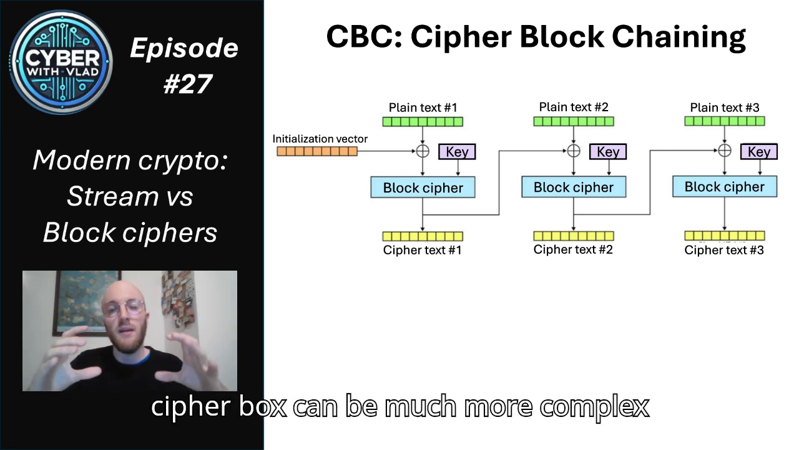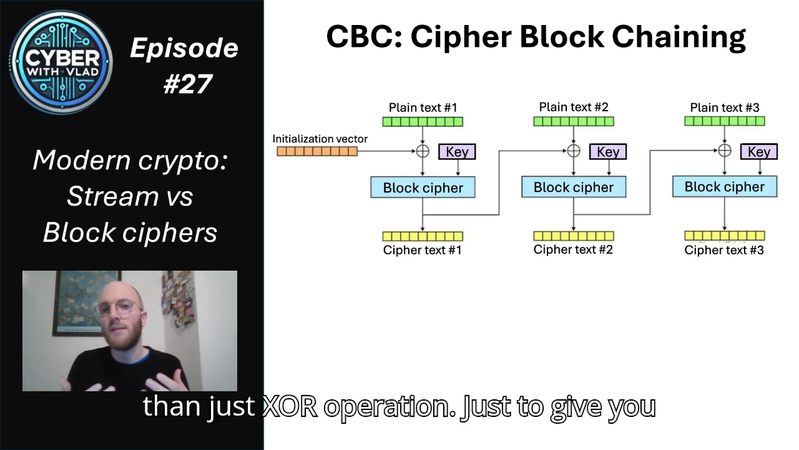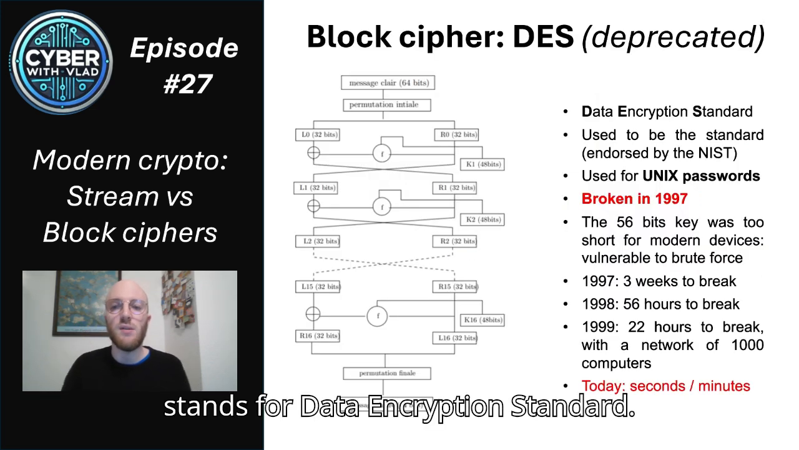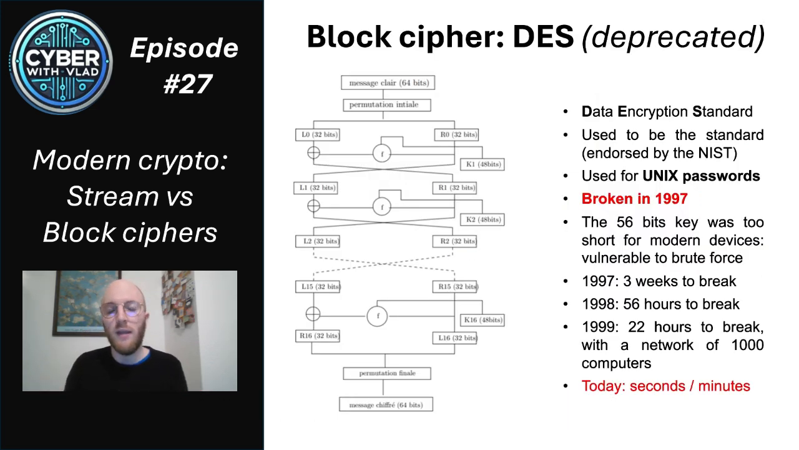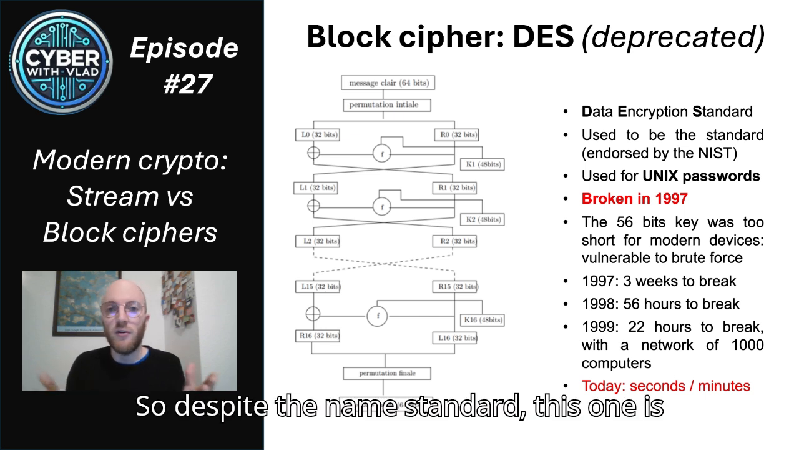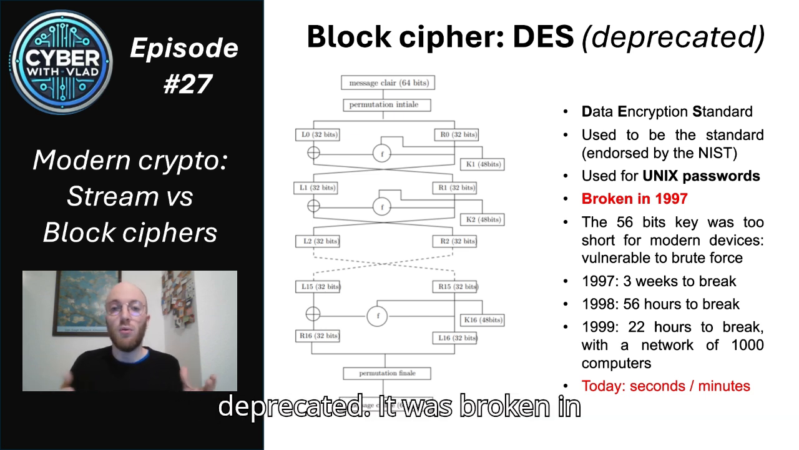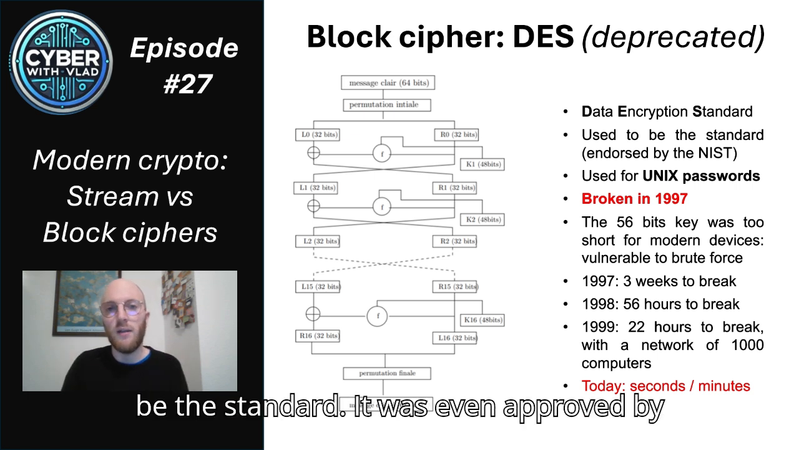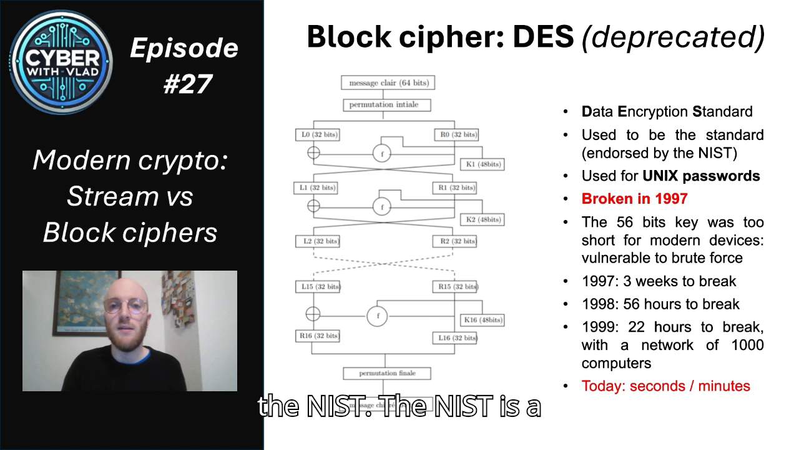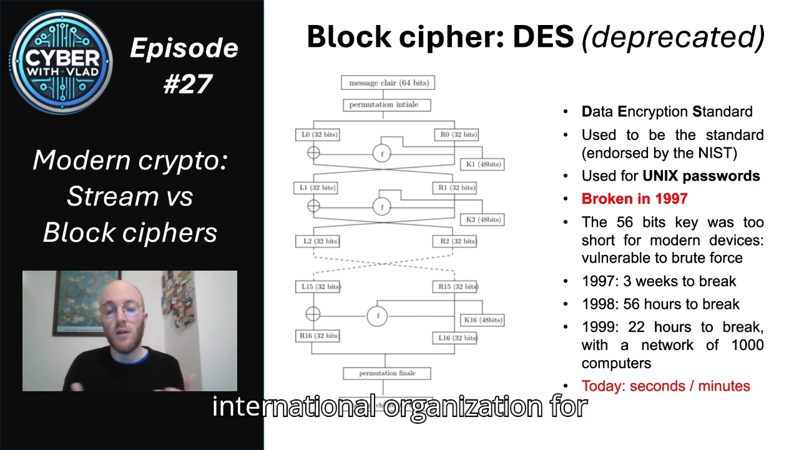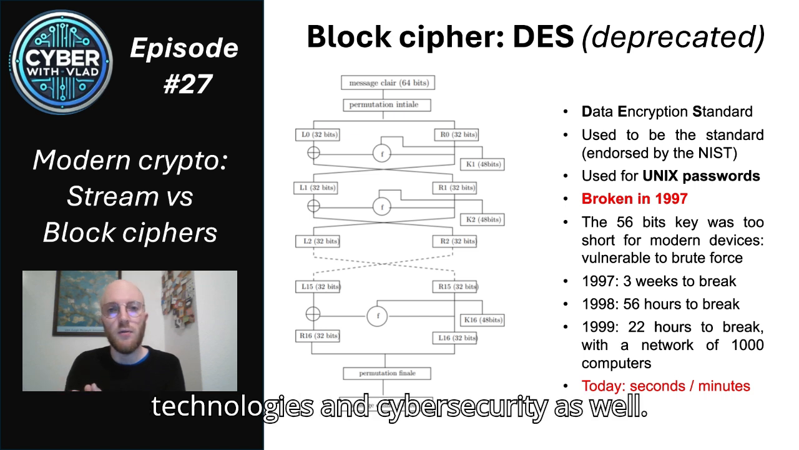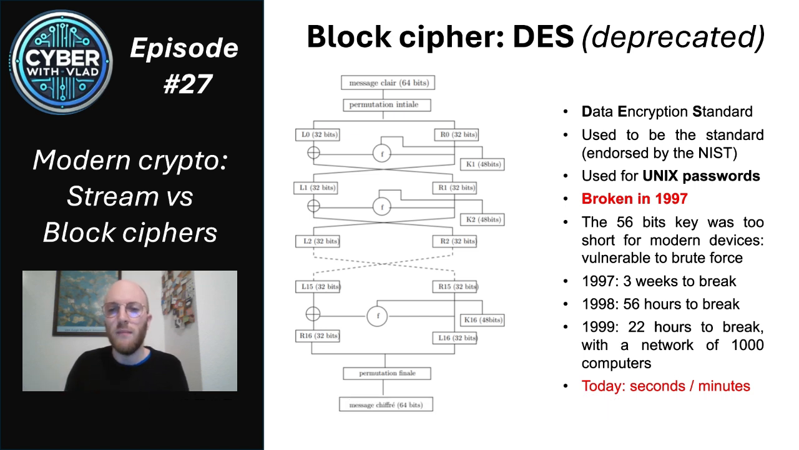Anyway, not jumping into the details there, the idea is that what lies behind this blue block cipher box can be much more complex than just an XOR operation. Just to give you an example, we have the DES. DES stands for Data Encryption Standard. Despite the name standard, this one is deprecated. It was broken in 1997. It used to be the standard. It was even approved by the NIST. The NIST is an international organization for standardization specialized in IT technologies and cybersecurity as well.